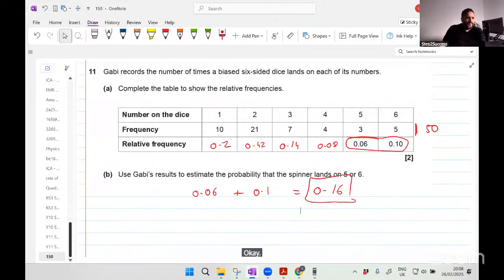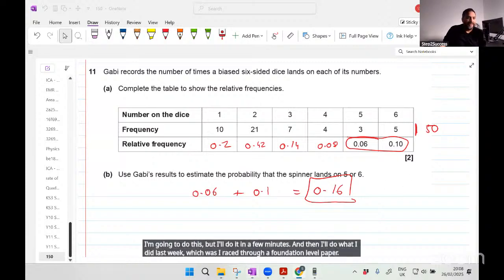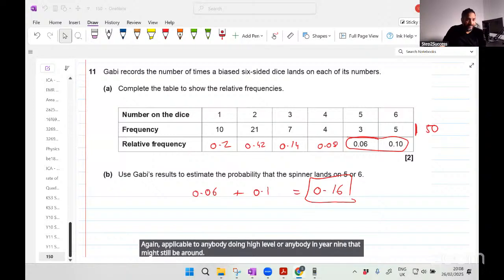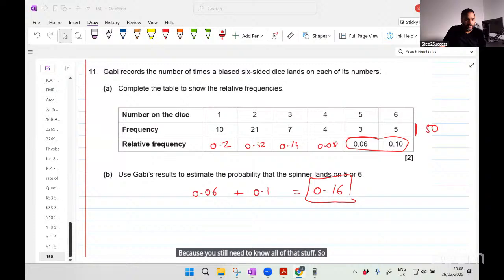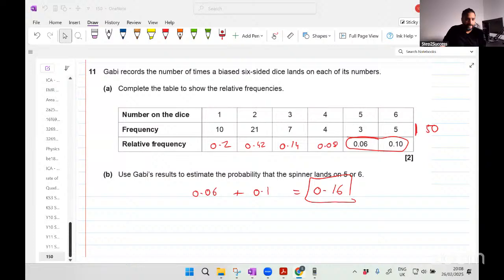Okay. Well, somebody asked me to do a non-calculator foundation paper 1. That therefore is Edexcel or AQA. I'm going to do this in a few minutes, and then I'll do what I did last week, which was I raced through a foundation level paper. Again, applicable to anybody doing higher level or anybody in year 9 that might still be around, because you still need to know all of that stuff. So I'll pick a paper at random. Let's do June 2019. Whatever that is.